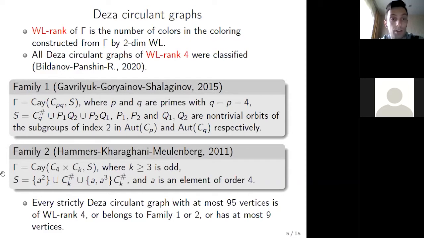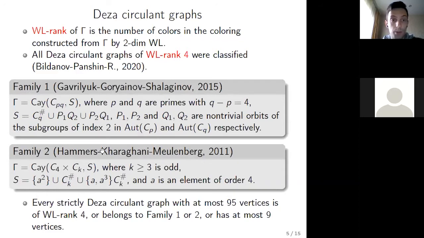Also, we consider two families of strictly Deza circulant graphs. The first of them was found by Gavrilyuk, Goryainov, and Shalaginov. These graphs are over a cyclic group of order p multiplied by q, where p and q are primes such that q minus p is equal to 4. And the connection set can be constructed as follows.